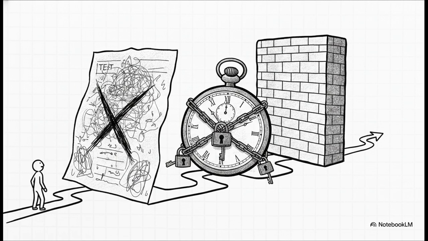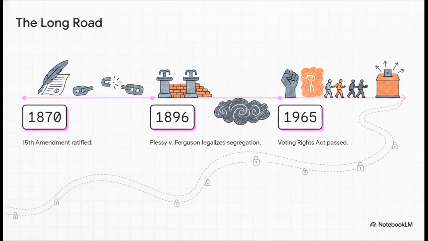On top of all this, an entire social and economic system of Jim Crow segregation was established, reducing the overwhelming majority of African Americans to second-class citizenship. History brilliantly illustrates just how long this gap between promise and enforcement can actually be. Look at this. The 15th Amendment was ratified in 1870, but by 1896, the Supreme Court decision in Plessy v. Ferguson legalized separate but equal facilities, cementing segregation.